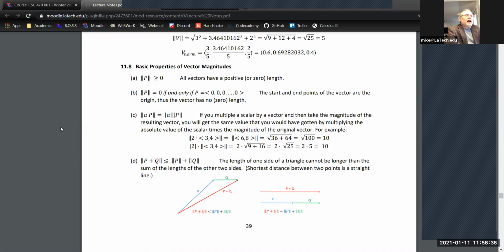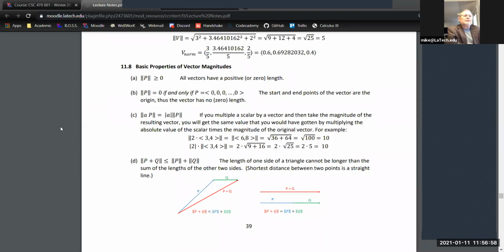The reason for the absolute value on the scalar is, again, you can't have negative length. You can't have negative length vectors. And then finally, D, the magnitude of the vector P plus Q has to be less than or equal to the magnitude of P plus the magnitude of Q.